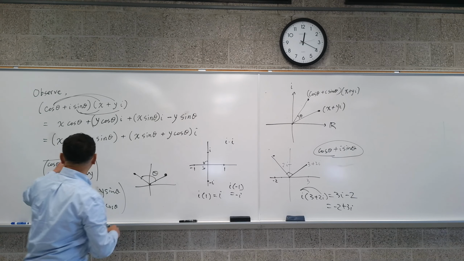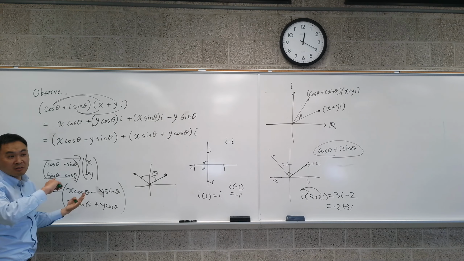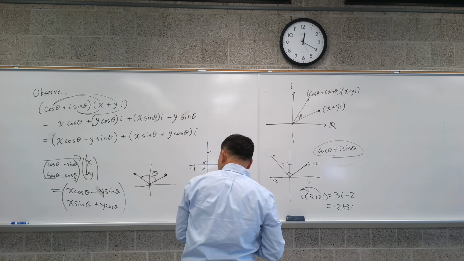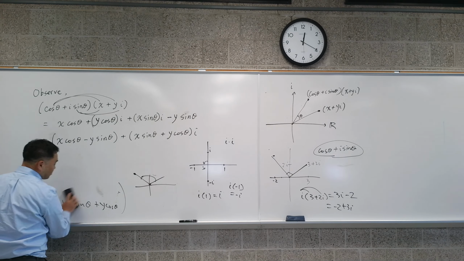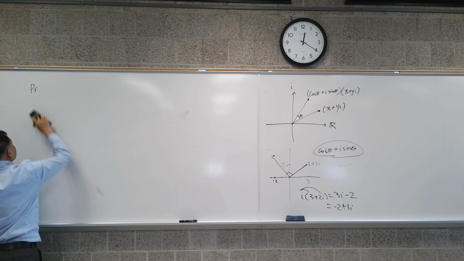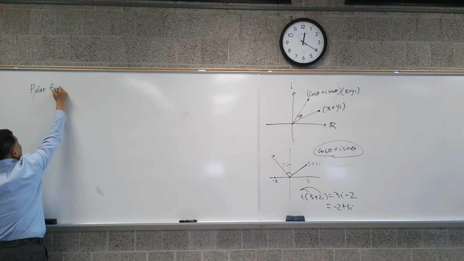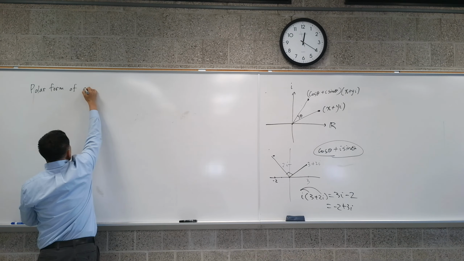And in general, if you have cosine theta plus i sine theta, multiplying that to any number will rotate the point by that angle. This is a very interesting phenomenon here. Okay? And that gives rise to the following concept. Polar form of a complex number.